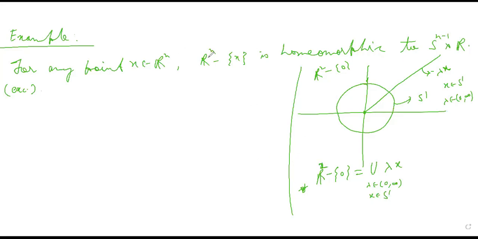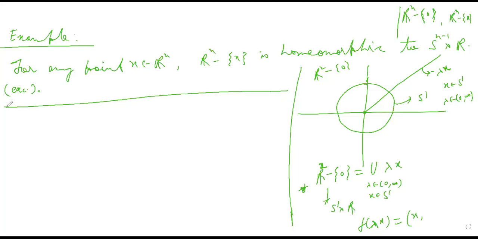Similar kind of thing you can do with Rn minus 0. Of course, you see that Rn minus 0 will be homeomorphic to Rn minus x; this is the homeomorphism. So it is enough to prove that Rn minus 0 is homeomorphic to Sn minus 1 cross R. Now you can define a map to S1 cross R by f of lambda x to be x comma lambda. Let me give you a bit more explicit construction.